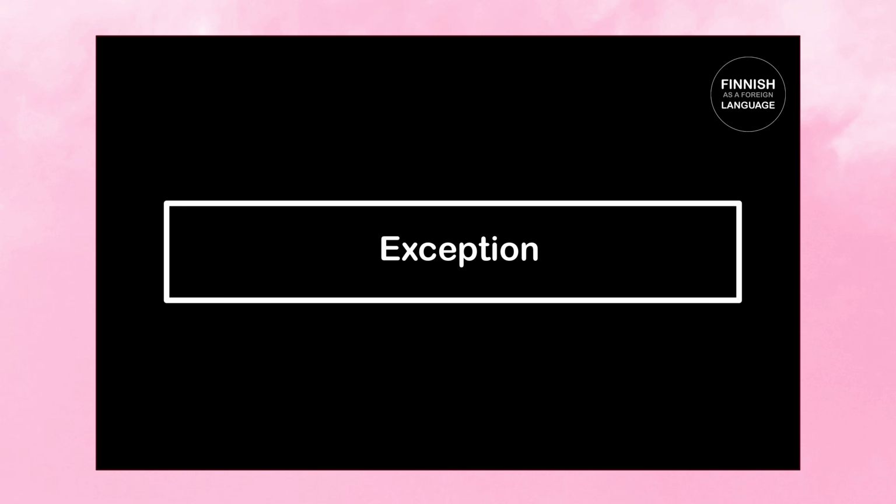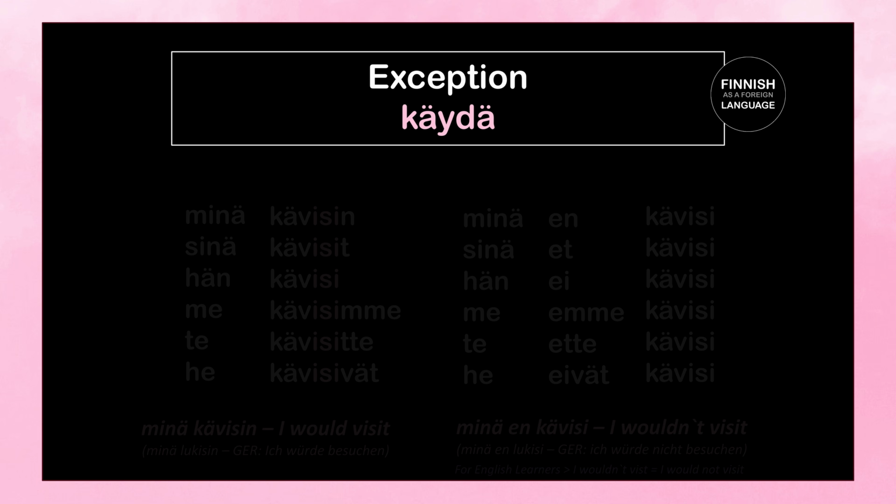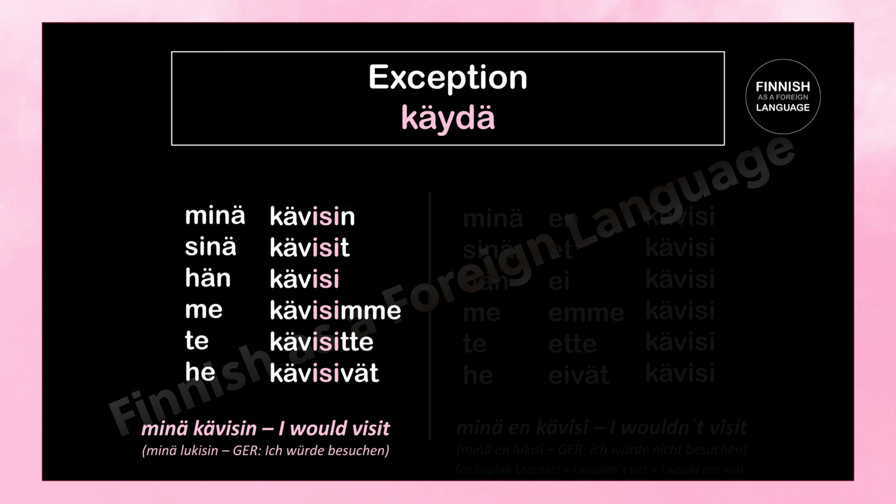Alright, next chapter number 4 is the exception. An important exception in the conditional is the verb käydä. Let's see why. Minä kävisin means I would visit. Sinä kävisit, you would visit. Hän kävisi, he or she would visit. Me kävisimme, we would visit. Te kävisitte means you would visit, plural. And he kävisivät means they would visit.